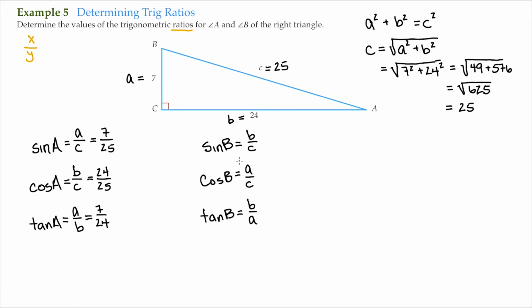And we'll do the same for angle B. So the sine of angle B, that's going to be 24 over 25. Cosine of B, that's going to be 7 over 25. And the tangent of B, that's going to be 24 over A, which is 7. And of course, you could see that the sine of A is 7/25. That's the same as the cosine of B, which is also 7/25. The cosine of A, that's 24/25. That's the same as the sine of B, which is 24/25. And the tangent of A is 7/24. That's the inverse of the tangent of B, which is 24/7. But we found all the ratios.